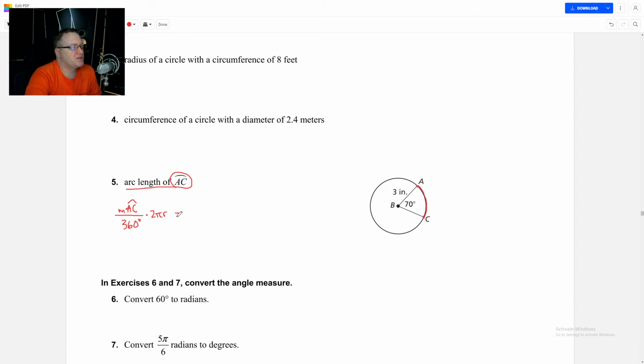All right, so let's put everything in. What's the measure of AC? It's this angle, and they already told us what it is. It's 70 degrees. So this is going to be 70 degrees divided by 360 degrees times 2 pi r. Now, what is r? Well, here it says it's 3.